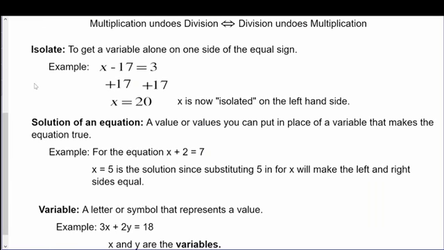And then next we have a solution of an equation, and that's a value or values you can put in the place of a variable that makes the equation true. So that's kind of the point of solving equations, is to find the solution or the value of the variable that makes it true. So for example, the equation x plus 2 equals 7, x equals 5 is the solution, since when we substitute 5 in for x, you get 5 plus 2 equals 7, and that makes a true statement, or it makes the equation true.